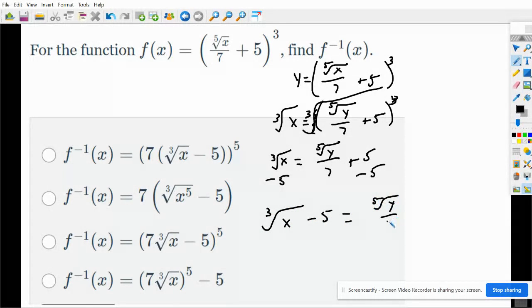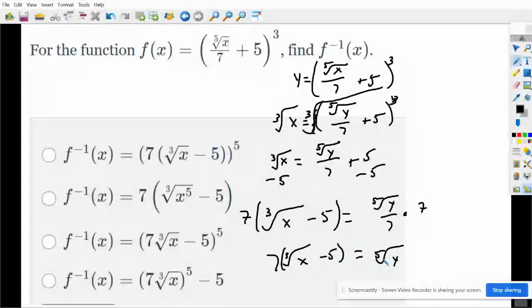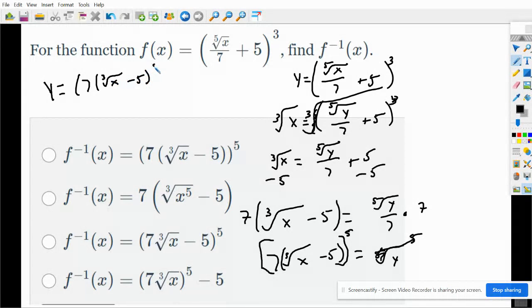the fifth root of y over 7. Multiply both sides by 7 to get rid of the fraction. Okay, so now I've got 7 times (the cube root of x minus 5) equals the fifth root of y. To get rid of the fifth root, I'm going to raise each side to the fifth power. And that's everything here, to the fifth power. So that's going to cancel this and give me y equals 7 times the cube root of x minus 5, all raised to the fifth power. And that would be this answer right here. And again, this is notation for the inverse.